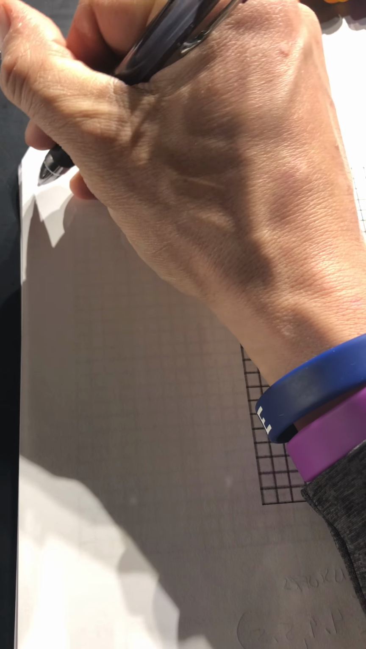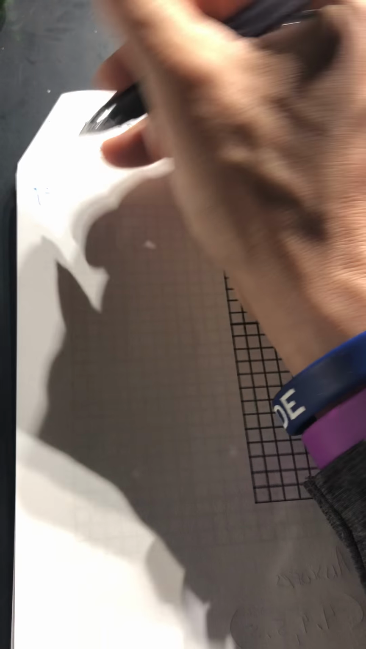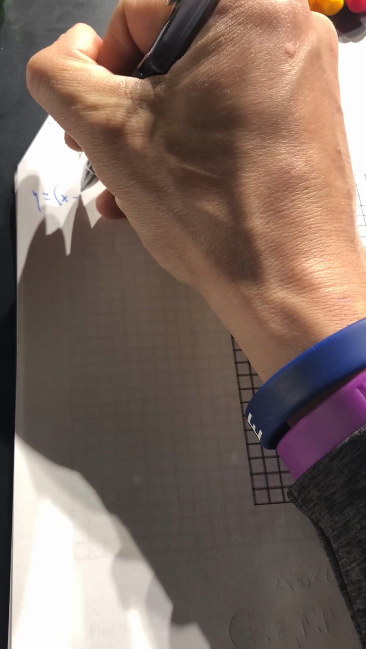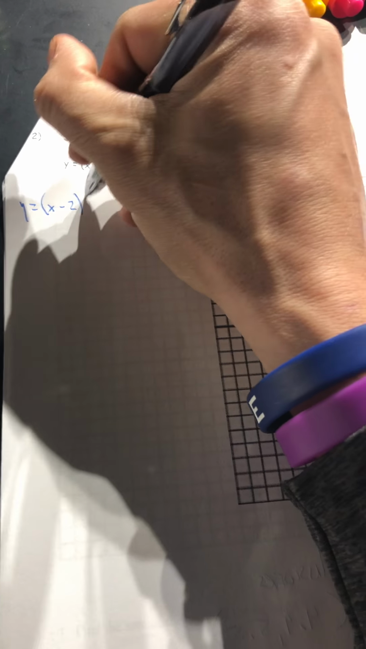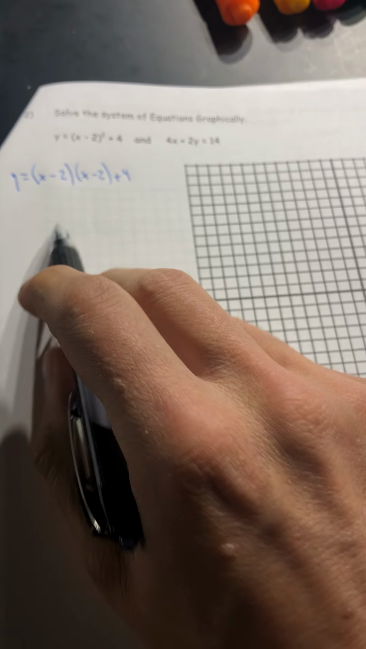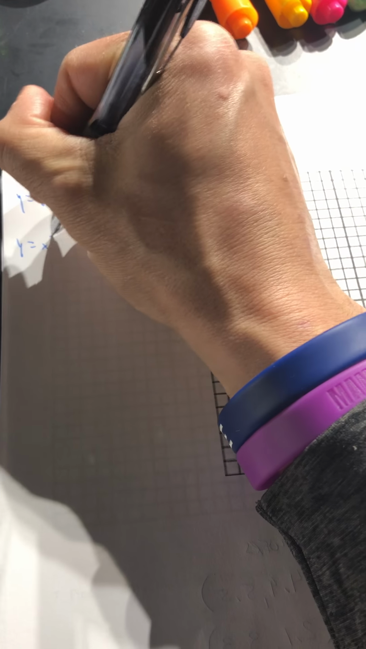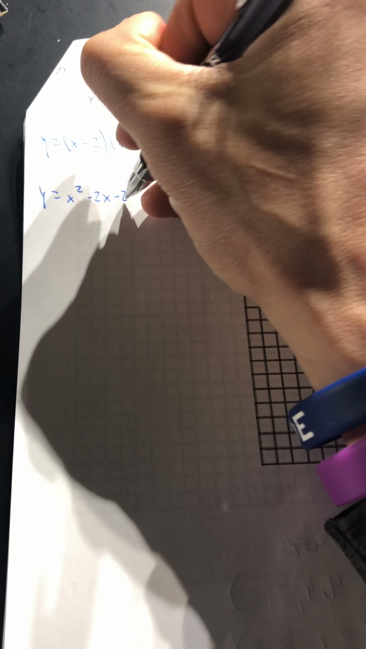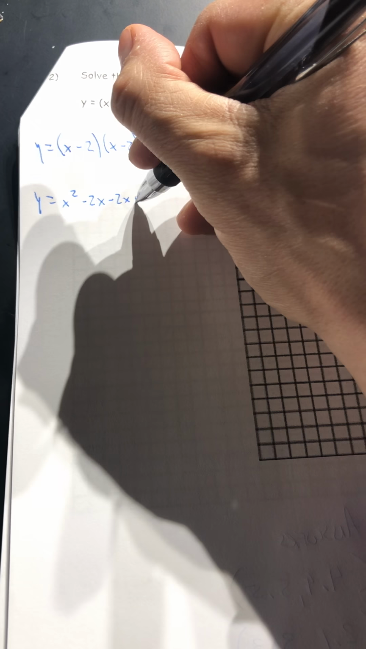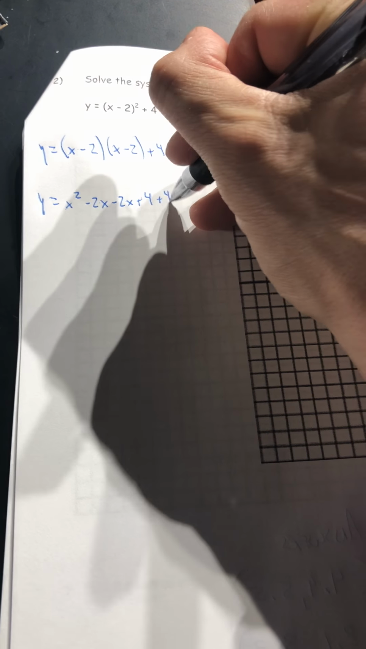and I'm going to remove my parentheses through PEMDAS. And specifically, starting off with FOIL. So x minus 2 squared is x minus 2 times x minus 2. So we FOIL this. X times x is x squared. X times negative 2 is negative 2x. Negative 2 times x is negative 2x. Negative 2 times negative 2 is a positive 4. And then I have plus 4 here.